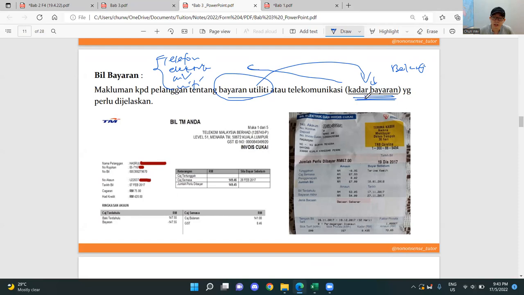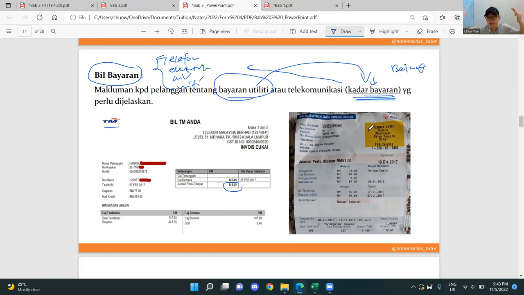Alright, and normally for this kadar bayaran, we have a document panggil bill bayaran. Let's say you use TM, like Unify or TM, all right? So in your house, setiap bulan, they will give you a bill bayaran. So they will show their company name. So straight away, you know, oh, berapa yang perlu bayar? So jumlah yang perlu dibayar is 149 ringgit 45 cent. Is it? Okay, this is for maybe either your telephone or Wi-Fi.